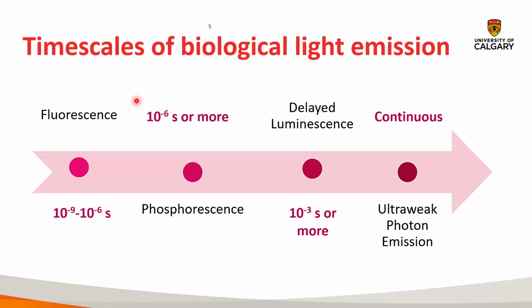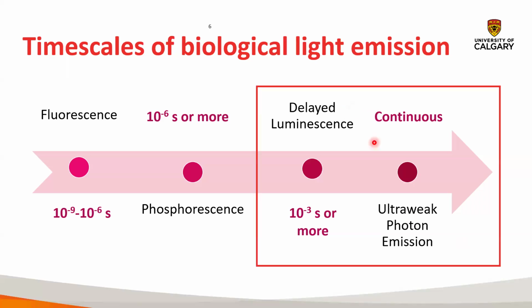So if you look at it from a time perspective, you see that there are many things occurring at different time scales. So you've got the prompt fluorescence and the phosphorescence, which might be more familiar to people, and that happens at pretty short timescales. And then you've got things happening at slightly longer timescales, and in the case of ultra-weak photon emission, this happens continuously.